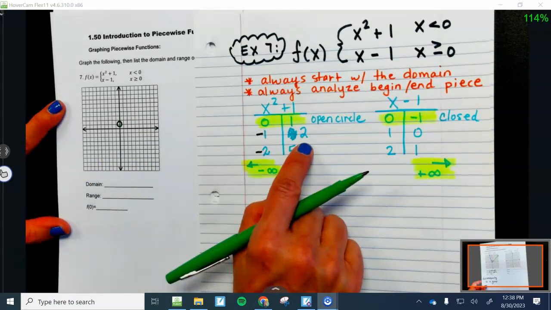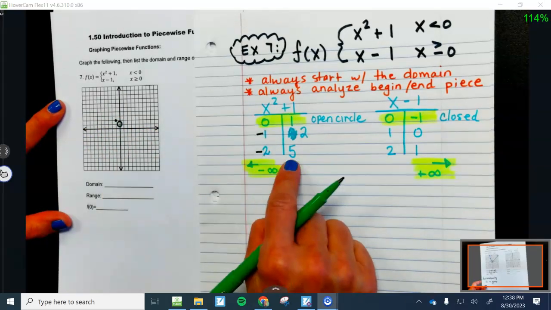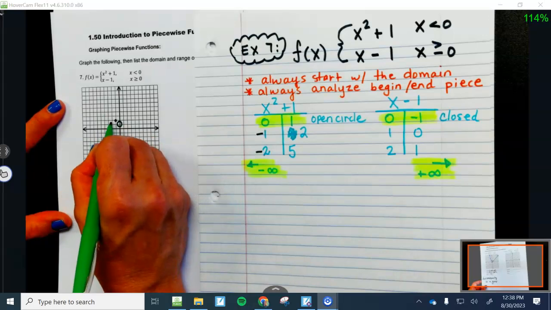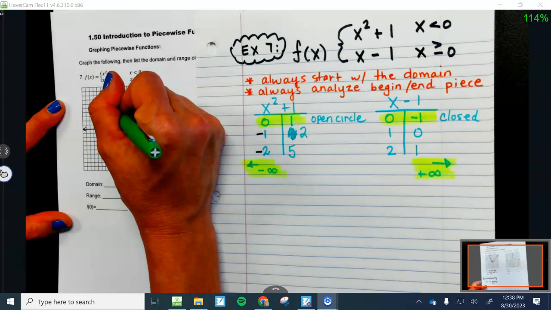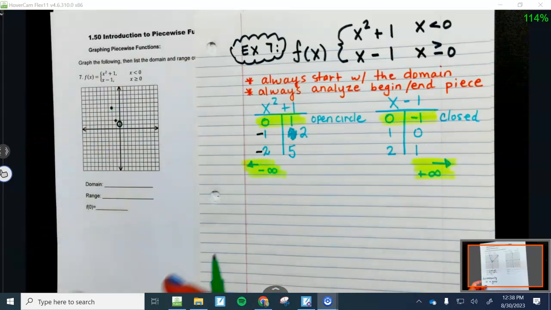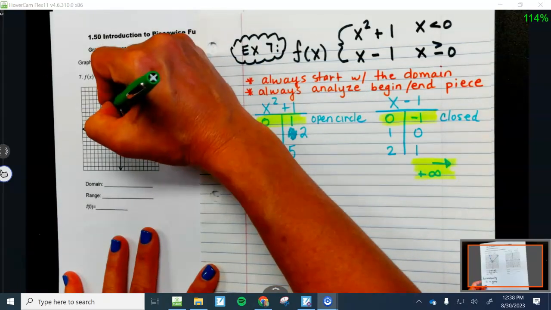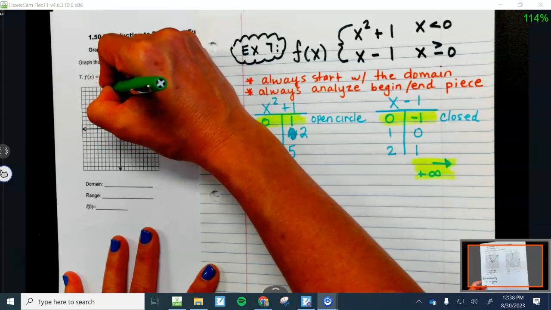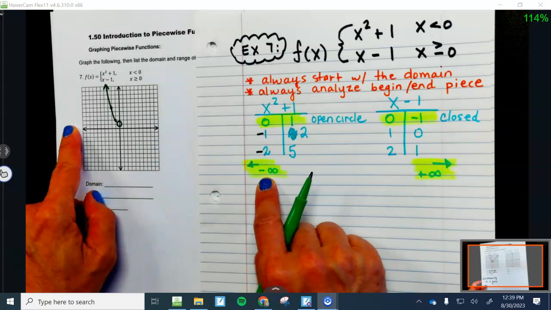It is a -1, +2, a -2, +5. Okay, so you can kind of see the shape of that curve. Go ahead and draw your parabola, but y'all remember, it ends with a -infinity over here for the domain.